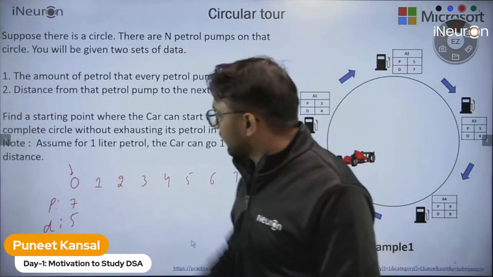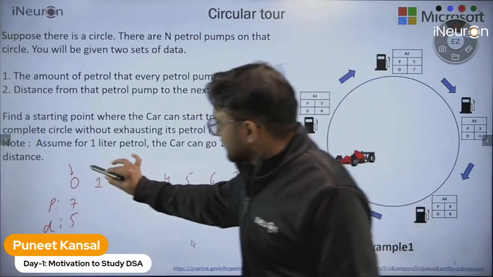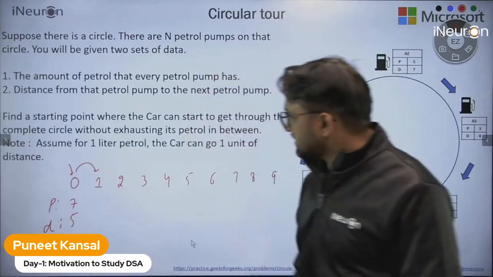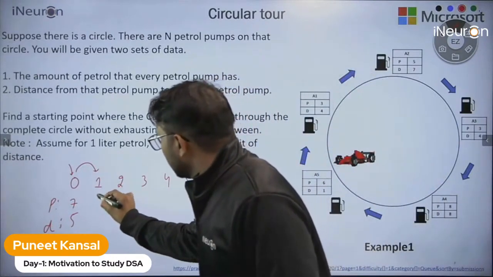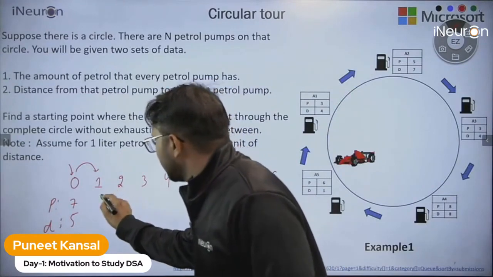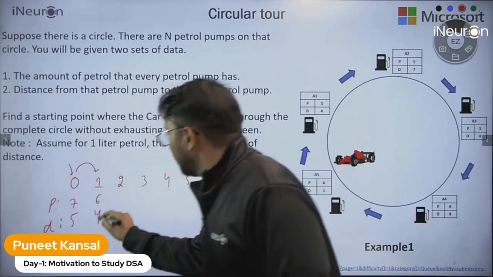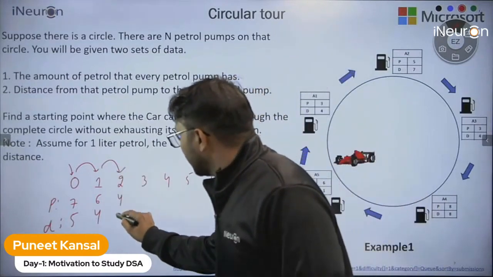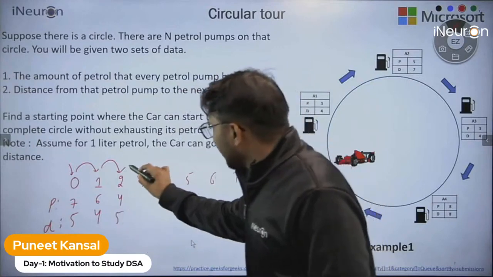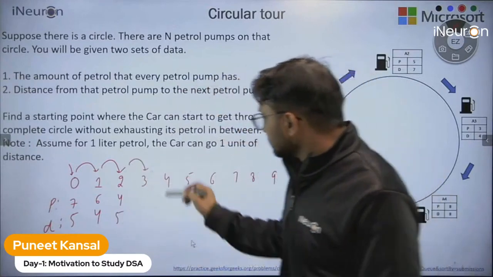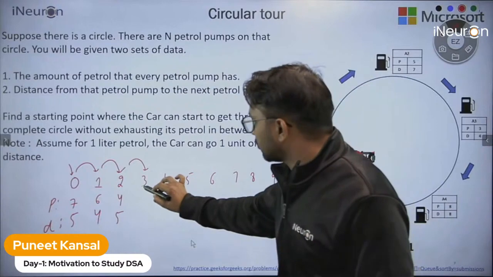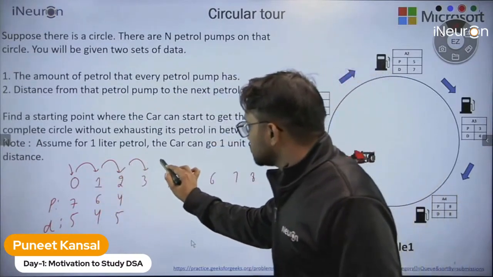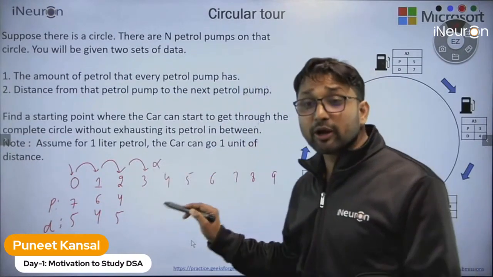So I start from here, and it is very simple. I move from here to here. I can move easily. Let me give more petrol here, I'm just writing 6 and 4. So now I can move further also. Let me give here 4 and 5. Further I can move actually. Let's suppose you reach up to here, from 0 to petrol pump 2. After that, let's suppose you cannot go from 3 to 4.